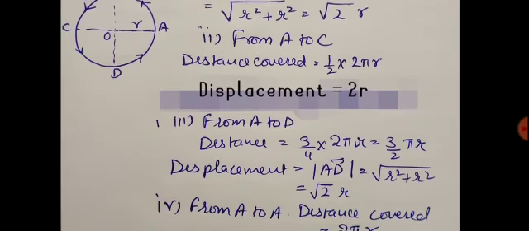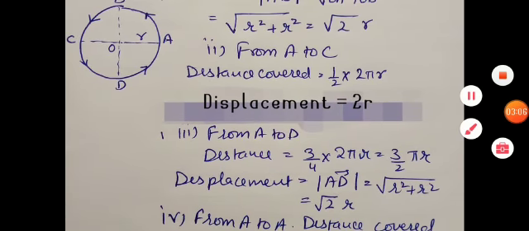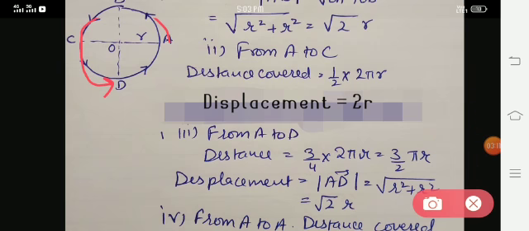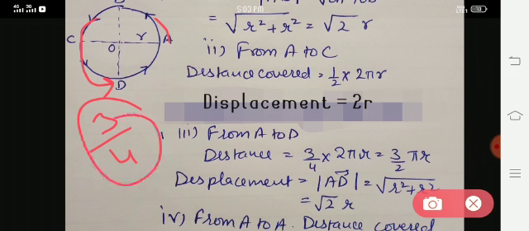Next we have the third part, finding the distance from A to this 3/4 of the circumference. You have to cover this distance by this particle. So finding distance, you can easily calculate this, I hope. And for finding displacement, you have to find this shortest path again, and that will again come to be √2 r, as you can see here.